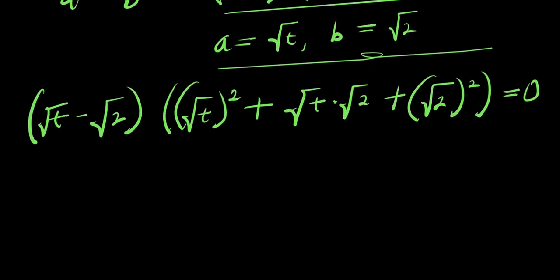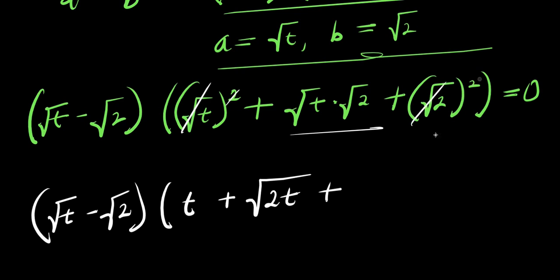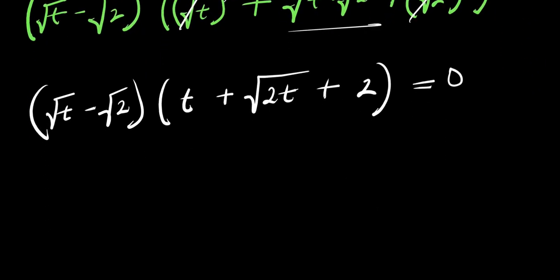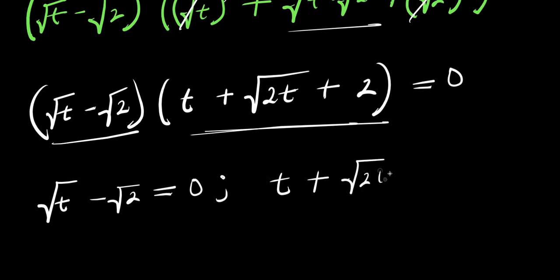So right now, I have square root of t minus square root of 2, times t plus square root of 2t plus 2, and this equals 0. So I can decide to equate each of these to 0. I have square root of t minus square root of 2 equals 0. I can also have t plus square root of 2t plus 2 equals 0.